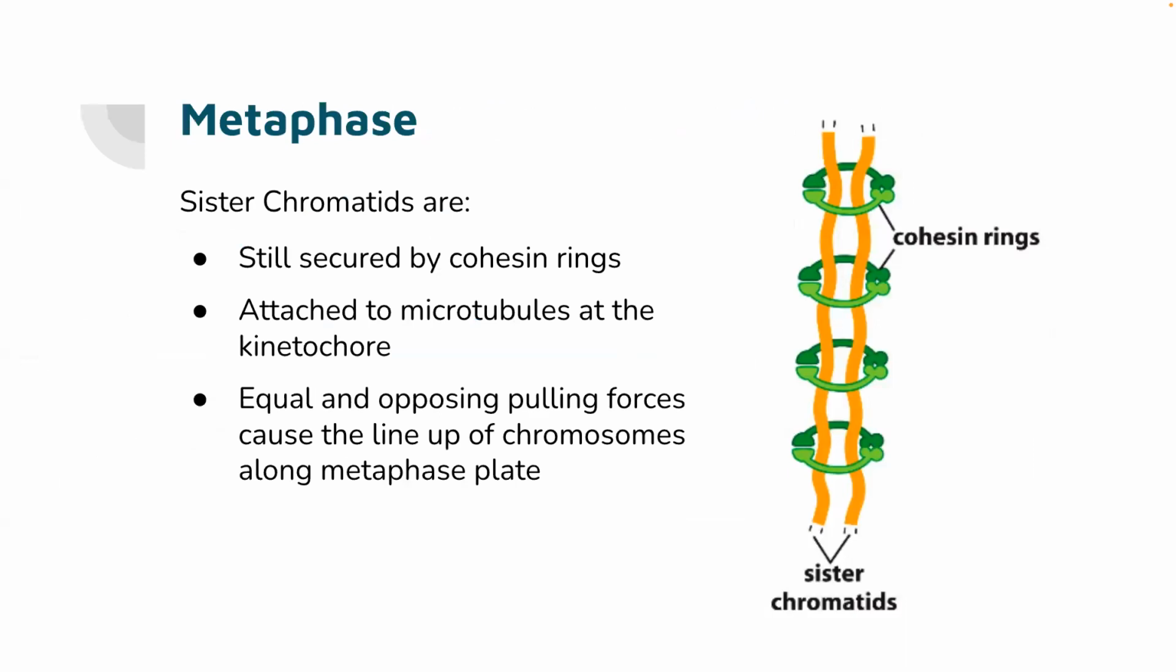And then next we'll be talking about metaphase. So here, the sister chromatids are still held together by the cohesin rings that were added in S phase, and they're also attached to the microtubules at the kinetochore. And then you have equal and opposing pulling forces that cause the lineup of chromosomes along the metaphase plate.